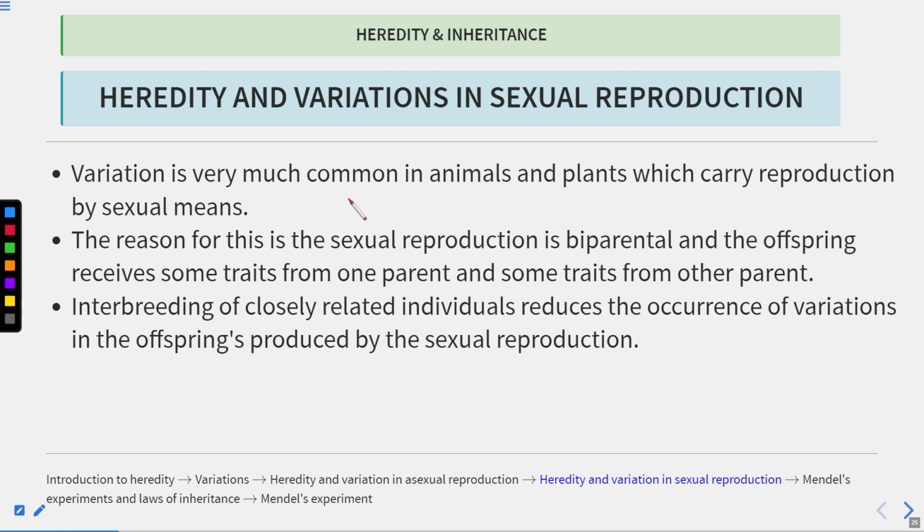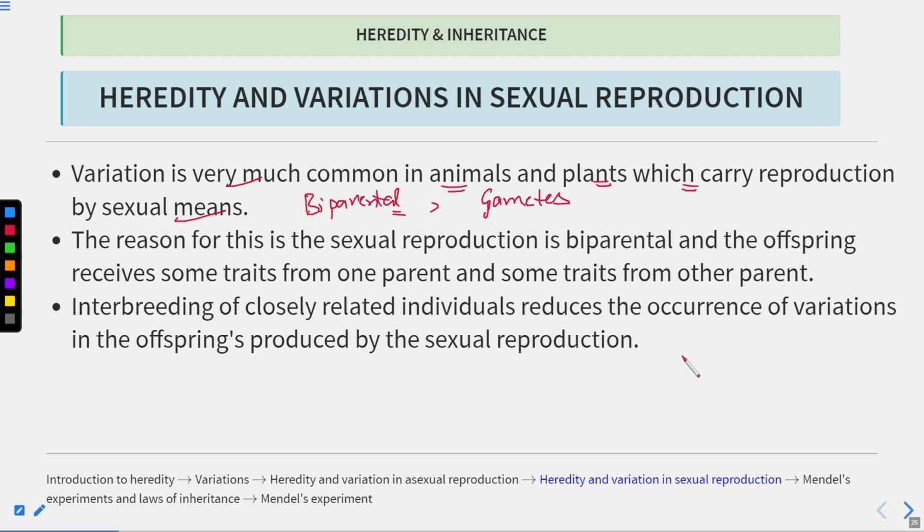Clear? Now let's talk about heredity and variation in sexual reproduction. Variation is very common in the animals and plants which reproduce by sexual means. During sexual reproduction, two parents are involved, so it is biparental, and the offspring get the chromosomes, or the genetic material, from both the parents. Clear? Here it involves the formation of gametes also. In humans, the male gamete is known as the sperm, and the female gamete is known as the egg cell or the ovum.